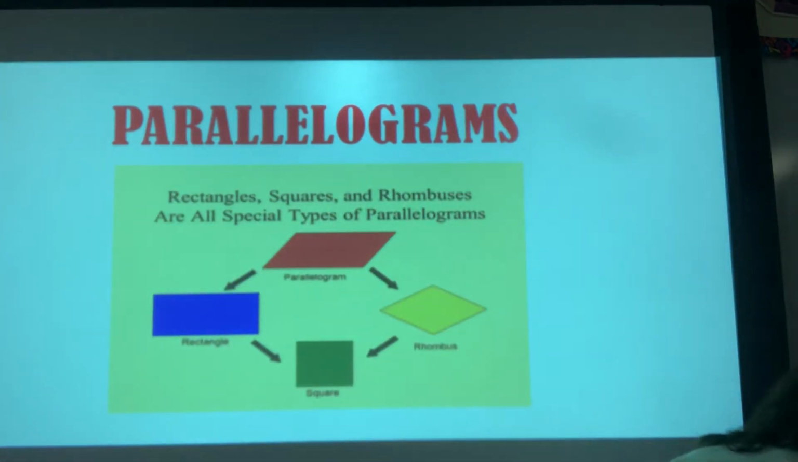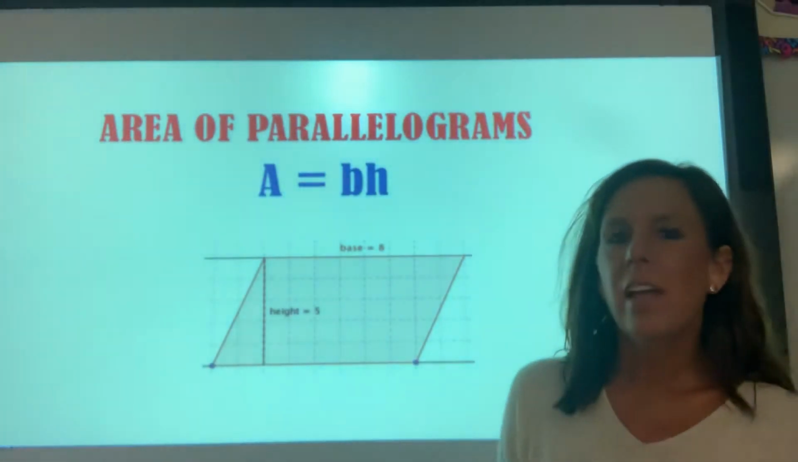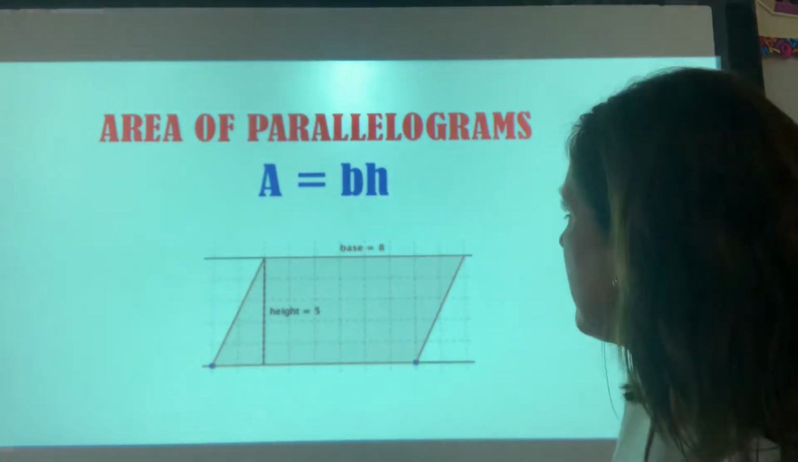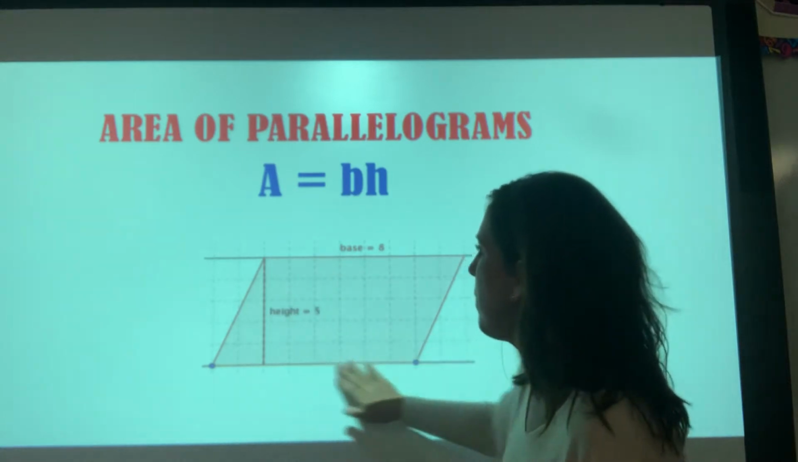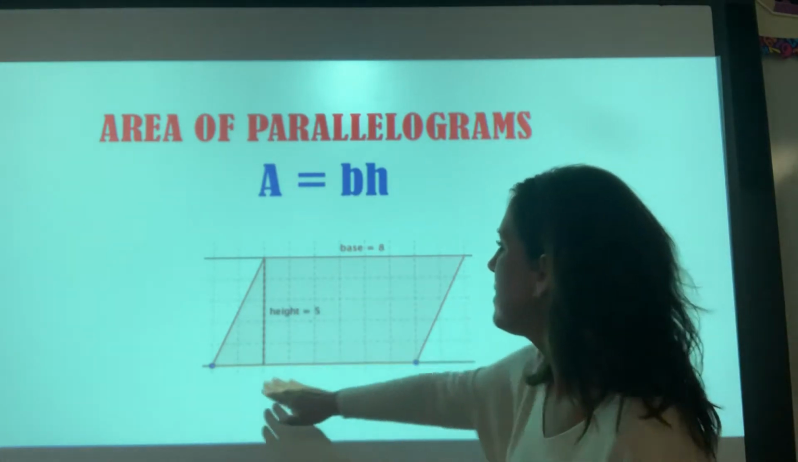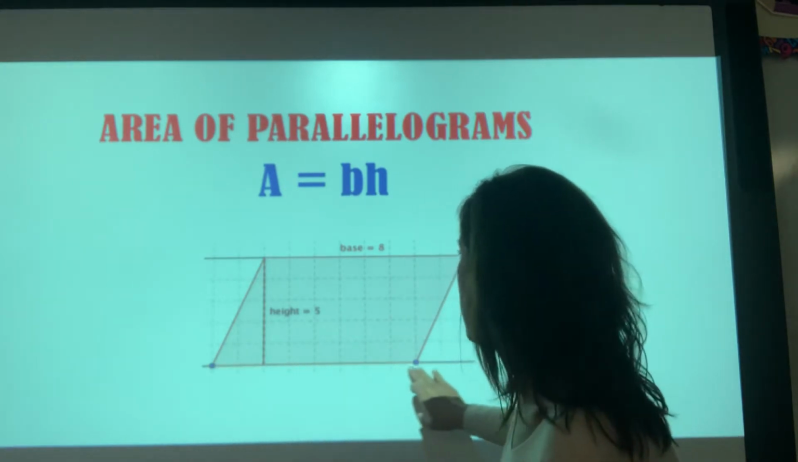So here are parallelograms. And the area formula that you want to add to your notebook for parallelograms, very easy, is area equals base times height. Okay, area equals base times height. And so here is just your basic parallelogram. Your base is 8. So here's our base, and it's 8, just like we talked about.